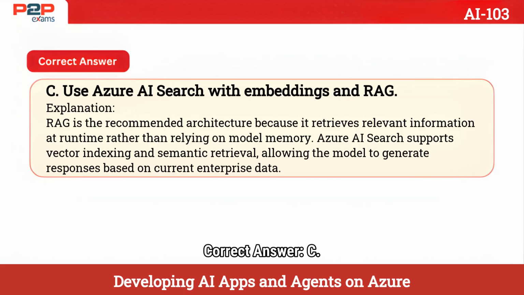Correct answer, C. Use Azure AI Search with embeddings and RAG. Explanation. RAG is the recommended architecture because it retrieves relevant information at runtime rather than relying on model memory. Azure AI Search supports vector indexing and semantic retrieval, allowing the model to generate responses based on current enterprise data.